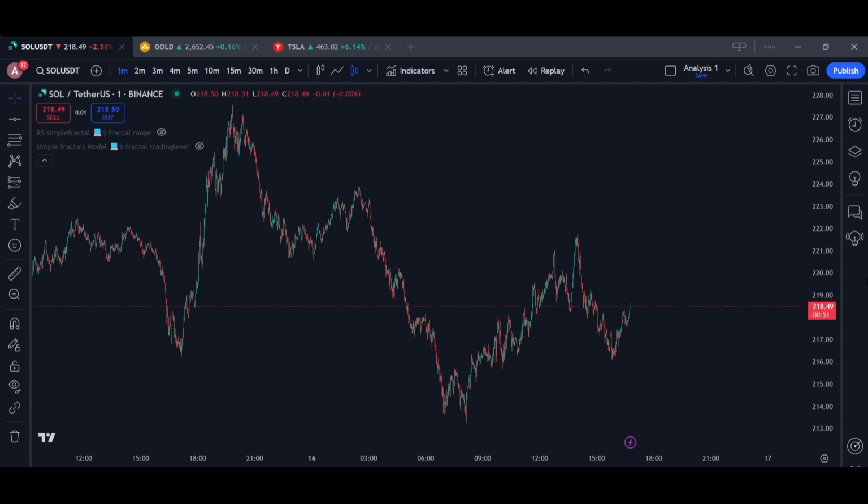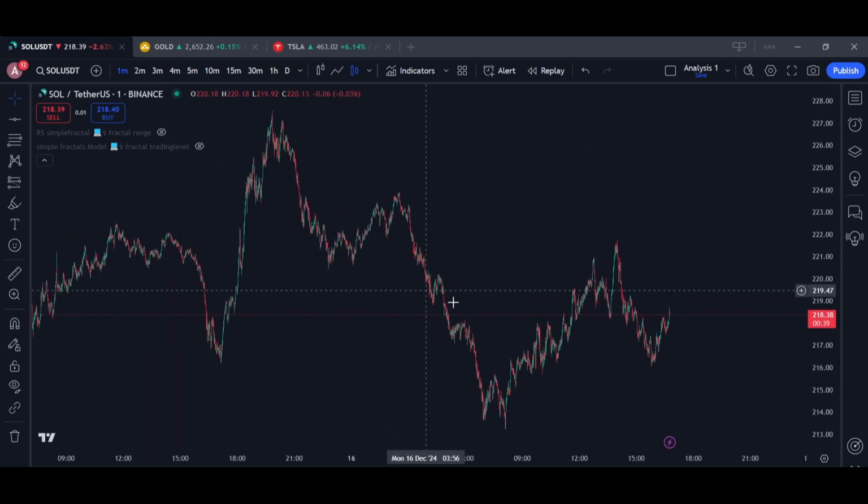So right here we are on Solana USDT on the 1 minute chart. I will show you how to execute a live position on the charts using fractal geometry. So when I start looking for a position right here on Solana, I start looking at the chart from this area right here, so I can understand the overall picture or the direction of the trend.